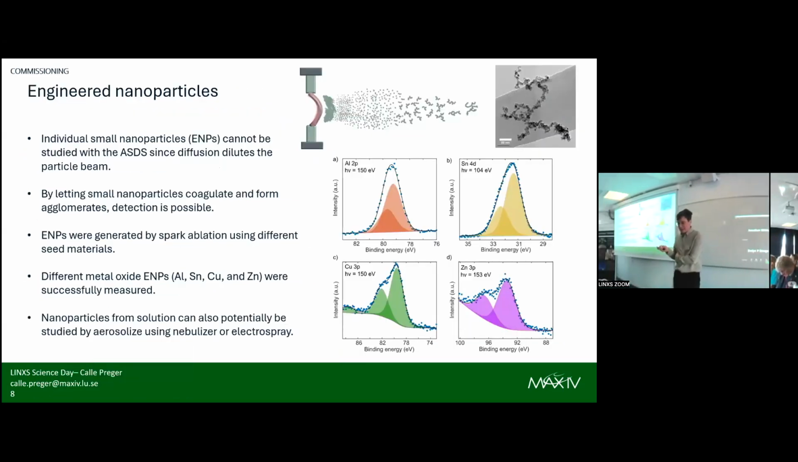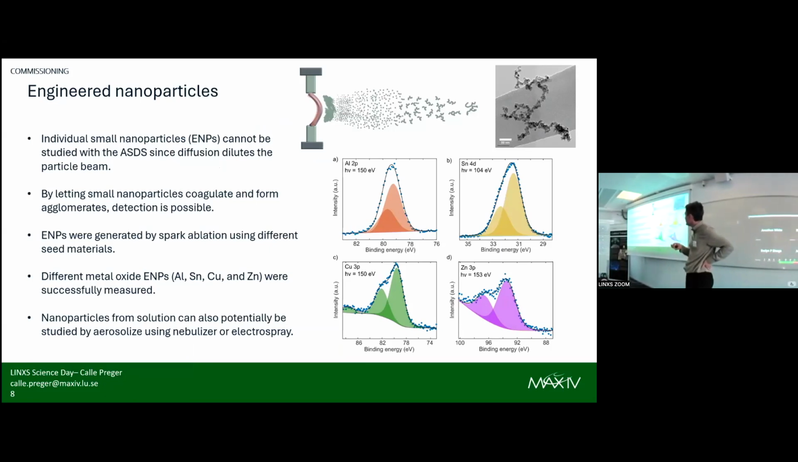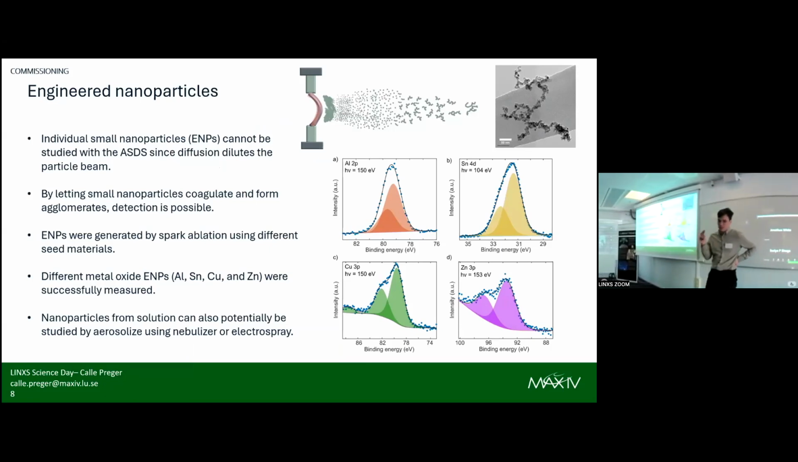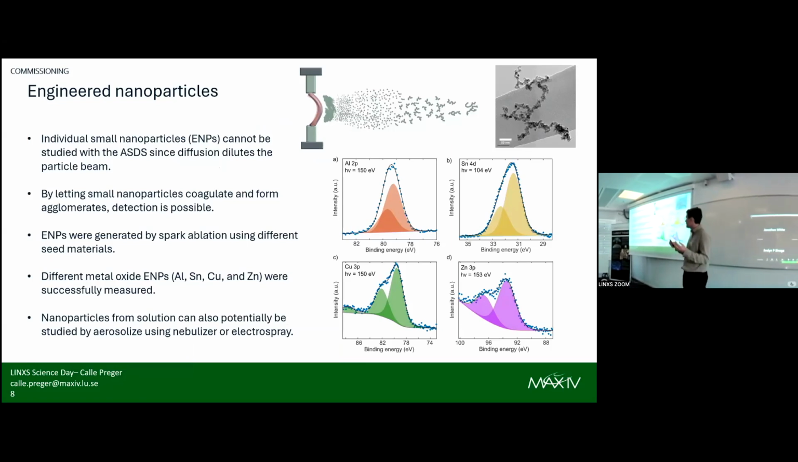So we have studied engineered nanoparticles. I should mention that individual small nanoparticles are very difficult to study because they will start to diffuse before reaching the photon beam, and you will have a very diluted particle beam. But if you let them agglomerate and form larger agglomerates, then these can be focused and brought to the photon beam with a high concentration. We did this with engineered nanoparticles, studied different materials from aluminum, tin, copper, and zinc, and managed to see that we can measure many different elements.